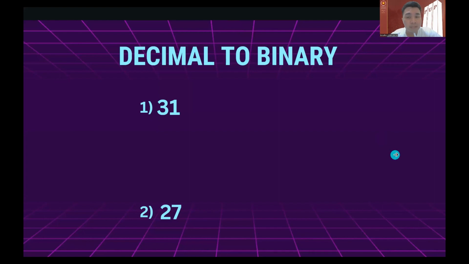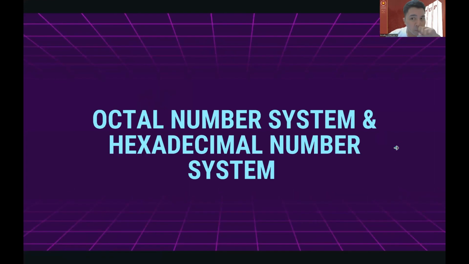So, now, let's proceed sa octal number system and hexadecimal number system and its conversion. So, octal number system is a base 8 number system and uses the digits 0 to 7 to represent numbers. While the hexadecimal number system is a base 16 number system and uses the digits 0 to 9 along with the letters A to F to represent numbers. So, yung A to F ay may kaakibat na numbers. So, makikita natin siya mamaya.